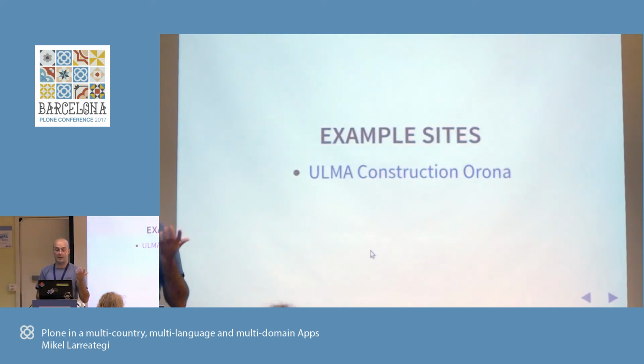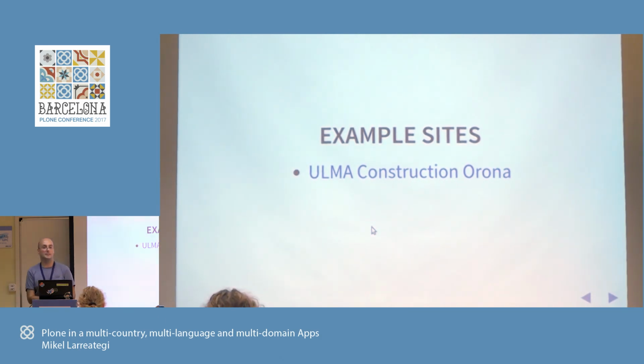If you want to check the websites we did with this methodology and with this product, you can find the links here. It's Ulma Construction, a company providing machines and tools helping to construct big buildings and big infrastructures. And Orona is a lift or elevator company that is more and more buying subsidiaries all over Europe, and they need multi-domain and multi-language sites.